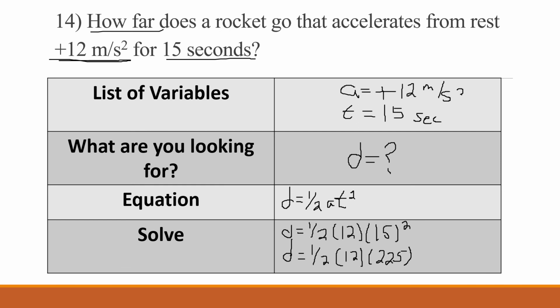When I type that in a calculator, I could type 0.5 times 12 times 225. I can type 12 divided by 2 times 225. I could type in any number of things, but just make sure that when I type it in, this is the answer that I get. That's how it's done.